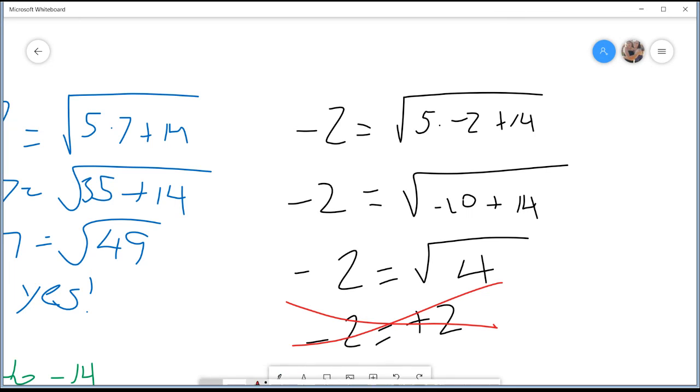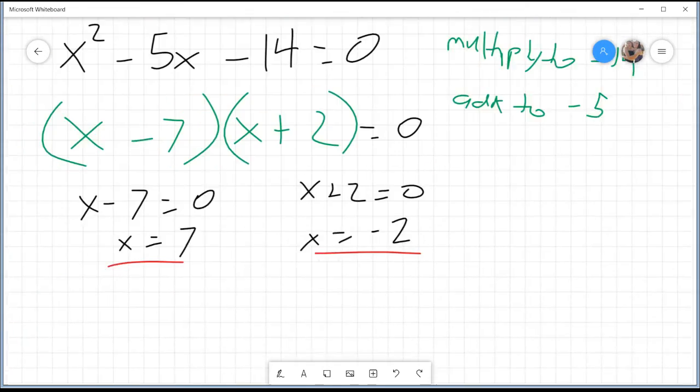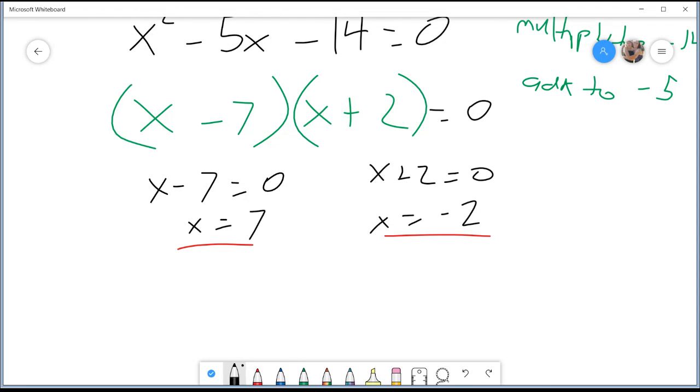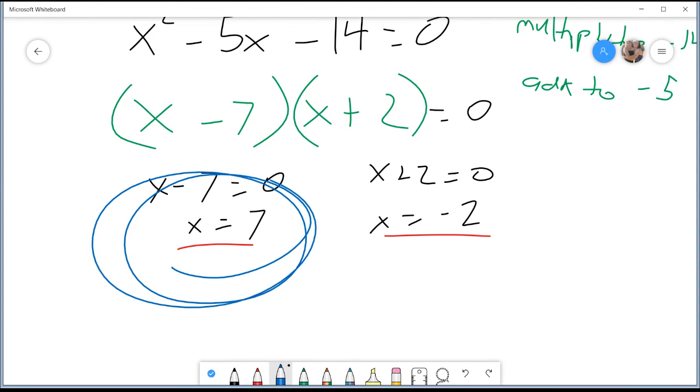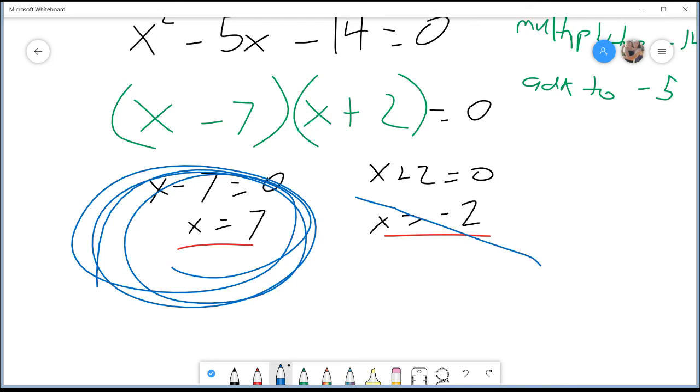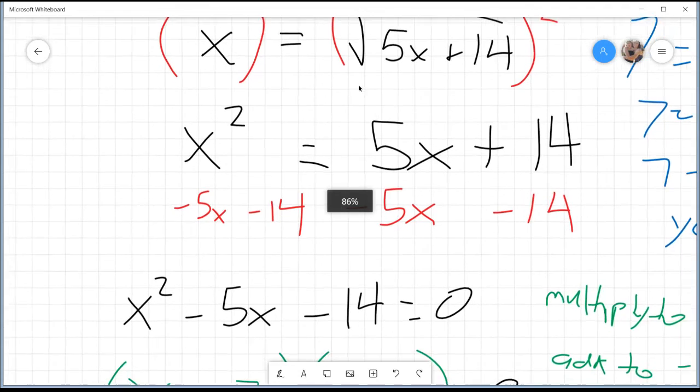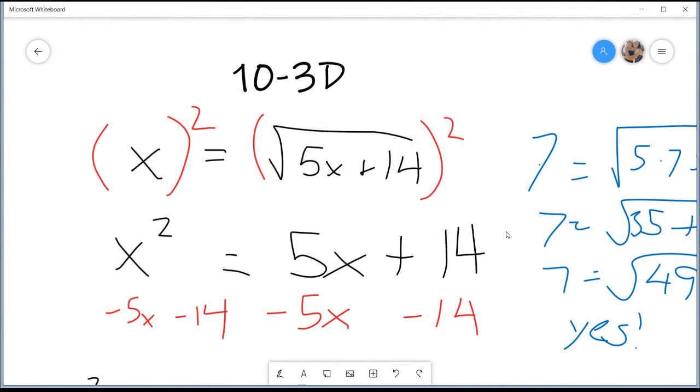So because of this, the only answer that we get to keep is x equals 7. x equals negative 2 worked when we were solving it, but it's not going to be the solution, and the reason is it doesn't fit when we put it in the original equation. So it's very important when you're doing problems like this to test your numbers in the original equation when you're done to see which ones are correct, and which ones are not.